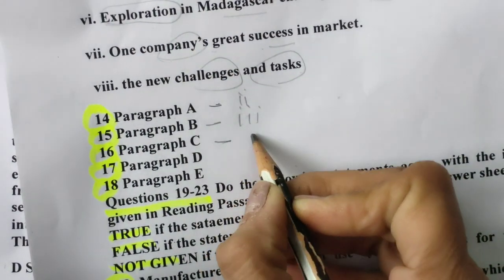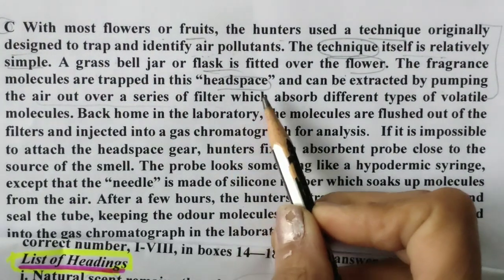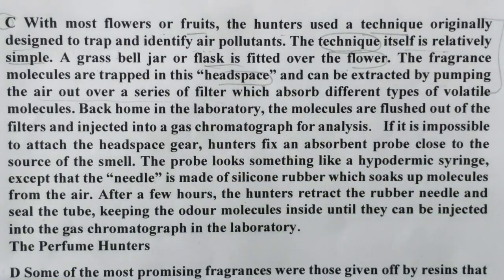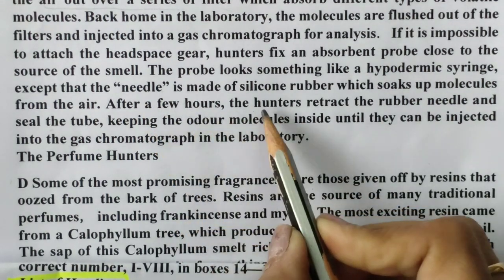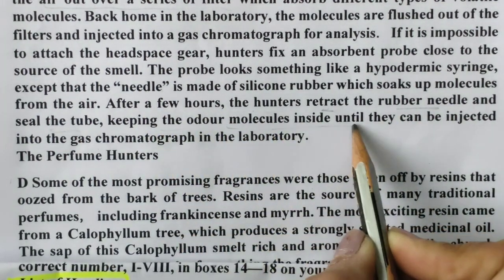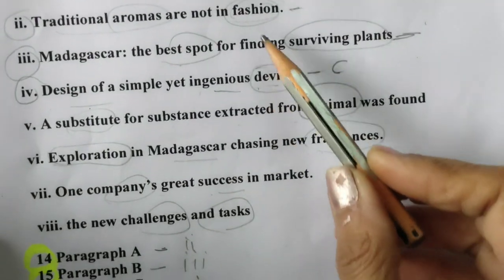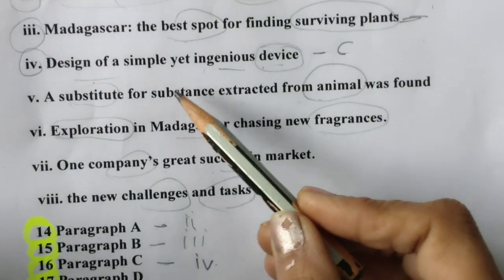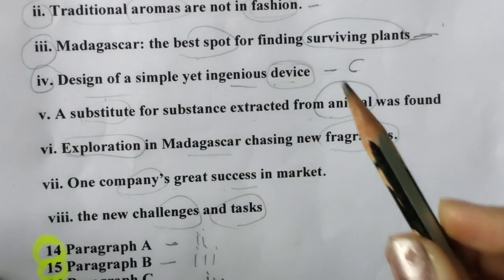So here it is number 4, because how the perfume is taken out from the flower and all, they are just talking about this thing. And here the last line also you can read. After a few hours the hunters retract the rubber needle and seal the tube, keeping the sample until it can be injected. Okay, so that's why, and no other heading is matching. See this, so we can select this one. Now D paragraph.